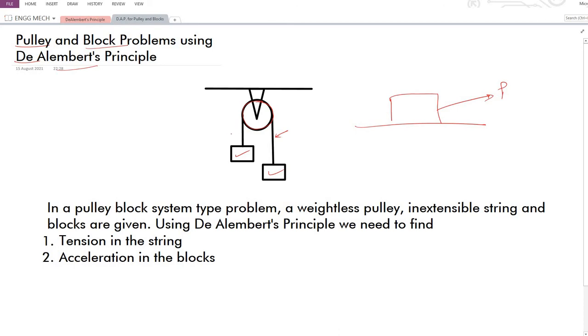Now see, there will be some specialities regarding this pulley and block problem. Every time you will be given that the string is inextensible, meaning there will not be any elongation or shortening of the string. Then the pulley provided will be weightless. There will not be any weight contributed by this specific pulley. This is a weightless or no weight pulley. Now what we will need to find out while solving this D'Alembert problem, specifically for pulley and block problems? See, tension in the string.